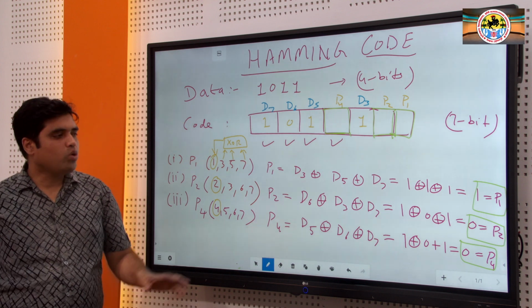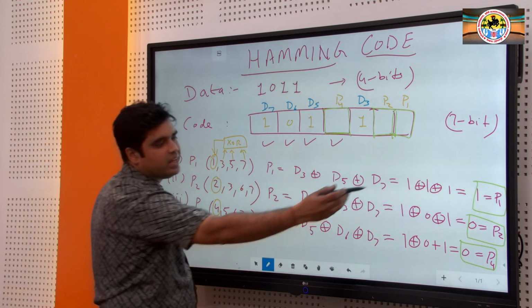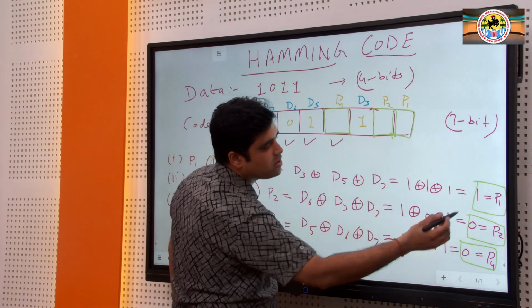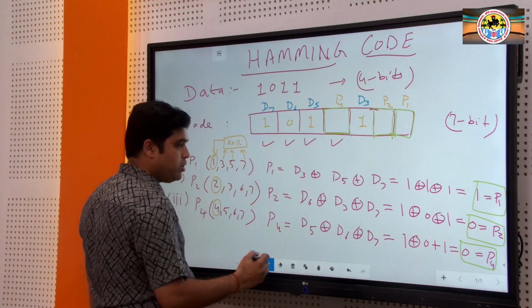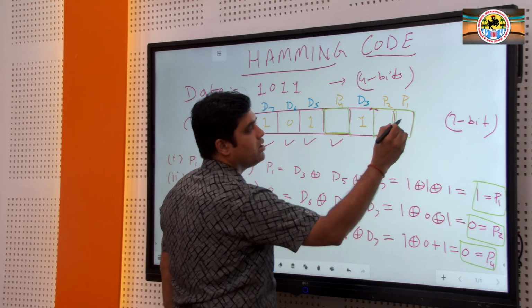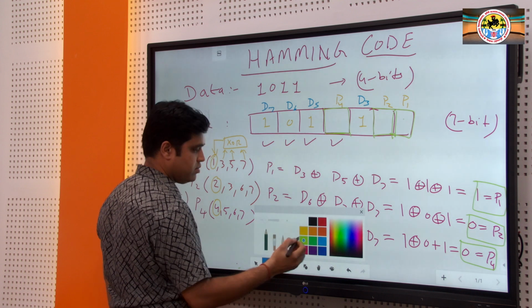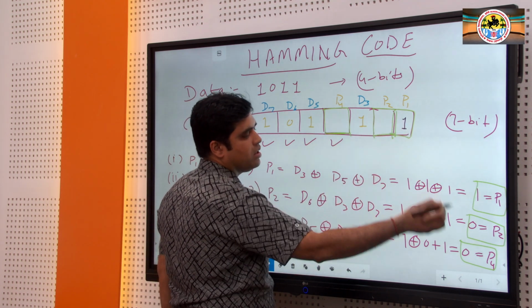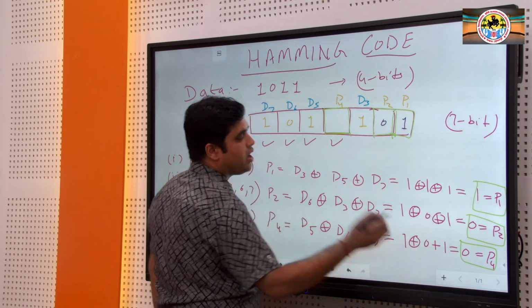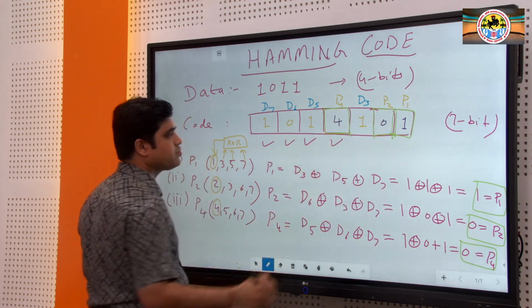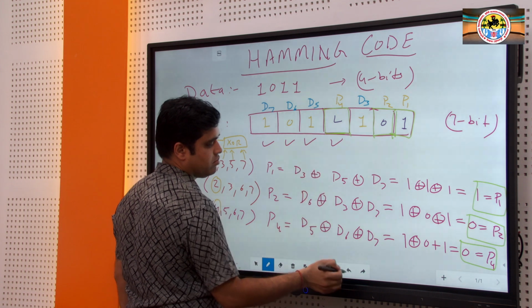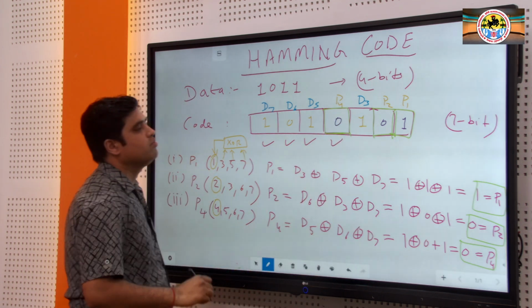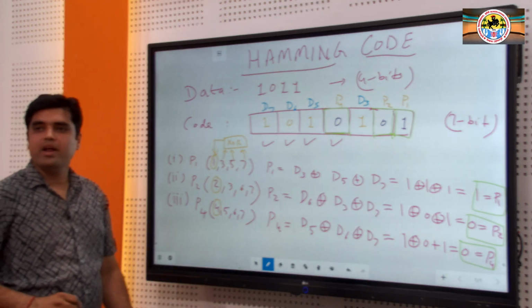Now, the code is generated by filling these parity bits into the boxes. P1 is 1, P2 is 0 and P4 is again 0. This is our required Hamming code.